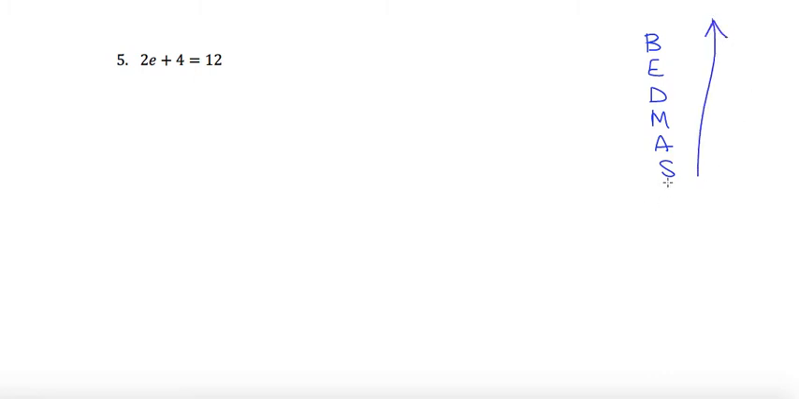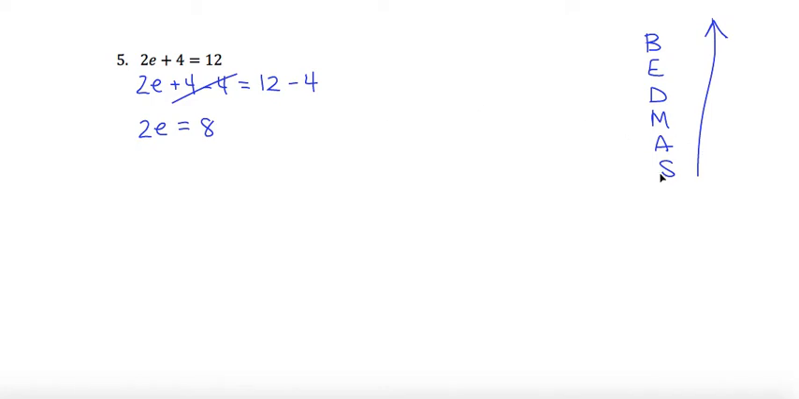So now I'm going to start with subtraction. Do I have any subtraction? No. So then I move on to addition. Do I have any addition? Yes. Right now I'm adding 4 to 2e. So the opposite of adding is subtracting, so I'm going to subtract 4 from both sides of my equal sign. Plus 4 minus 4 gives us 0, so those are gone. So we're left with 2e, equal to 12 minus 4, which gives us 8.